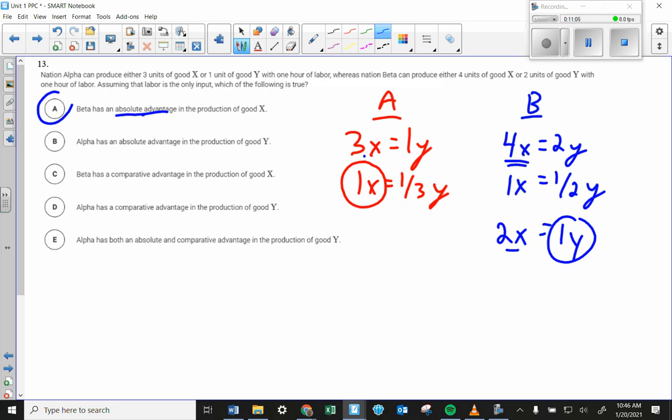Beta does not have the comparative advantage in X, they've got the comparative advantage in Y. Alpha has the comparative advantage in X, not in Y. And alpha has the absolute and comparative advantage in the production of Y. They don't have the comparative advantage in the production of Y, because beta does. So that's what makes A the correct answer there. So you kind of had to work through it, figure out the math to figure out comparative advantage anyways. But A is really just absolute advantage. That one's pretty straightforward there.